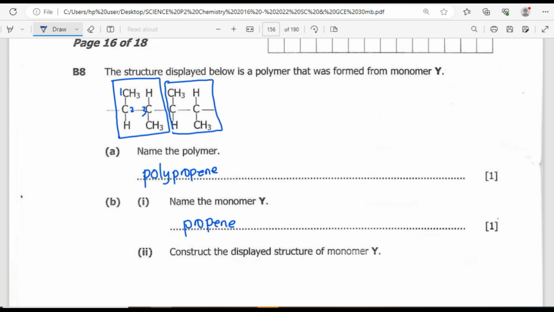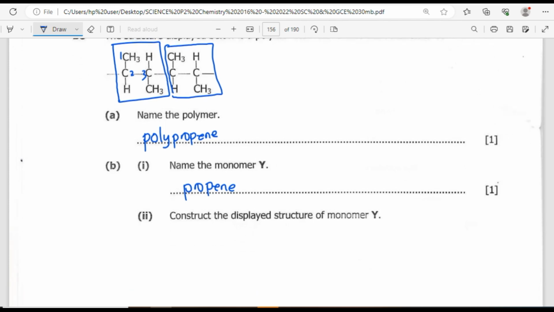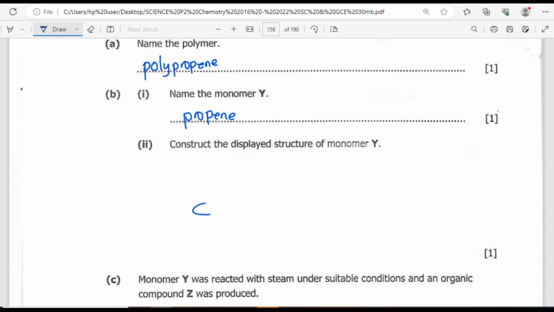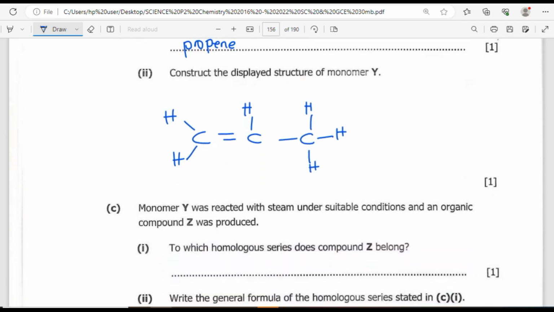Then you construct the displayed structure of monomer Y. So monomer Y will just be propene. We are saying 3 carbons. Remember to put a double bond since these are alkenes. And under this one, it doesn't matter where the double bond is because you are not given a number, so we can put it wherever. Okay, so that is the structure.